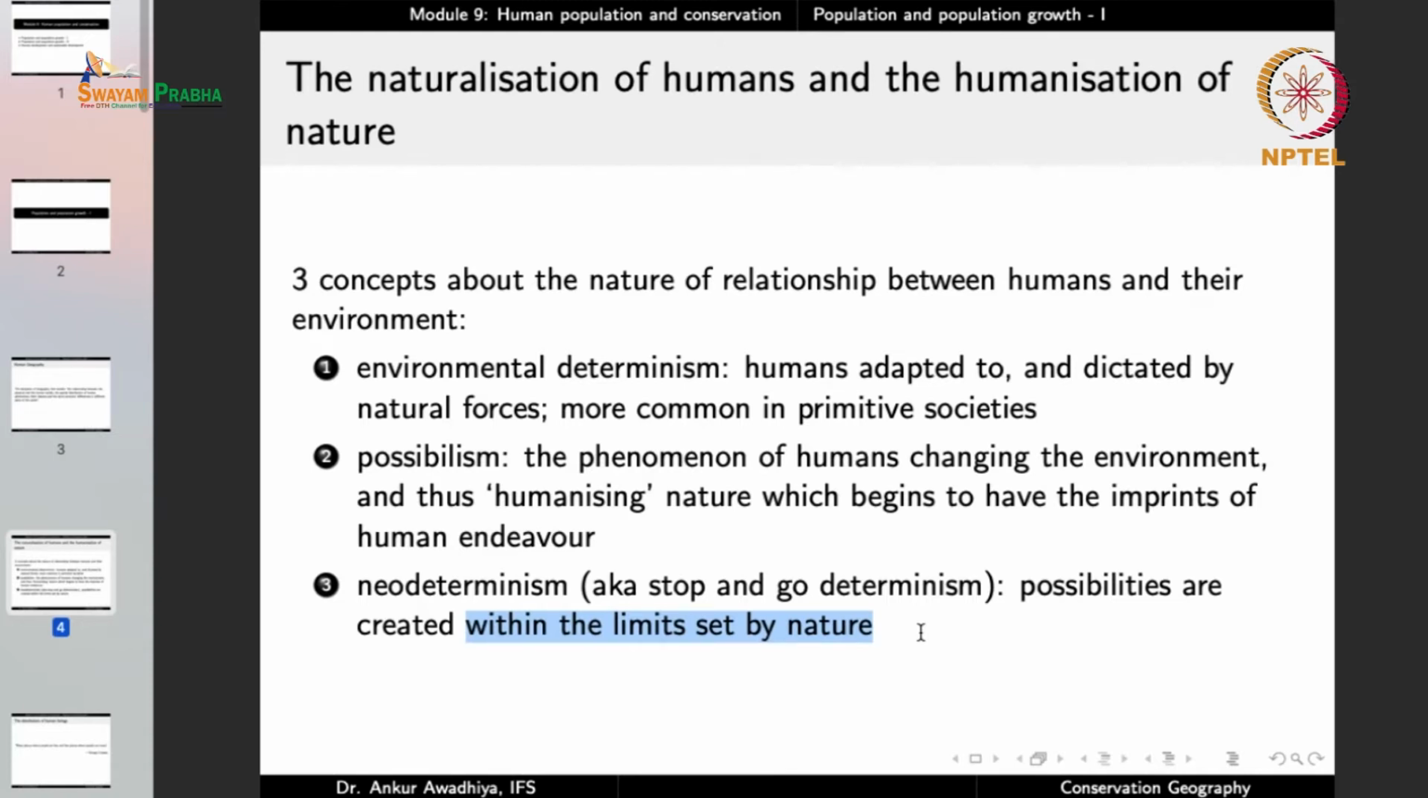So these are the three different viewpoints or three different concepts about the nature of relationship between humans and their environment. And over time, it has been changing. So in the very beginning, we had environmental determinism. The environment determines things. Then we shifted to possibilism. Okay, we can do anything to nature. And we did that. And now it is Neodeterminism, which is that possibilities are created but within the limits set by nature. So we have to respect those limits.